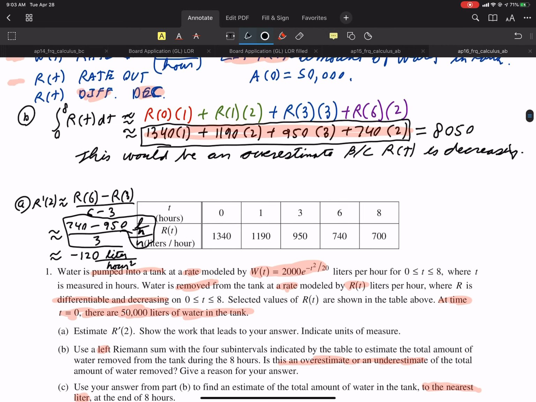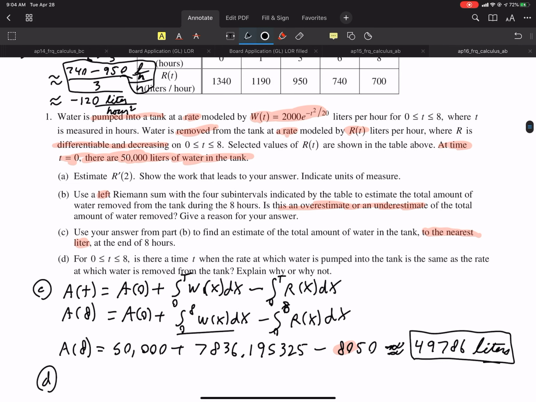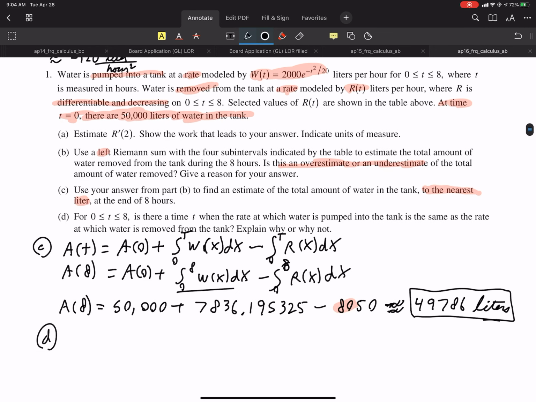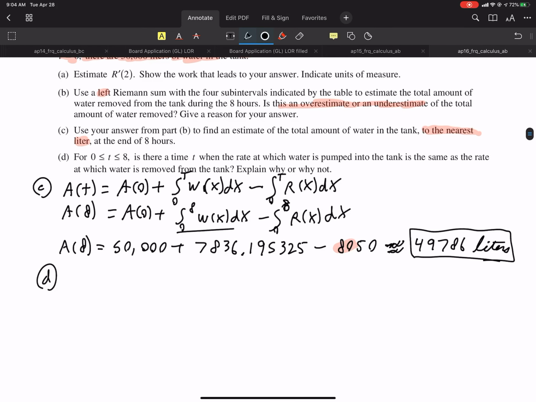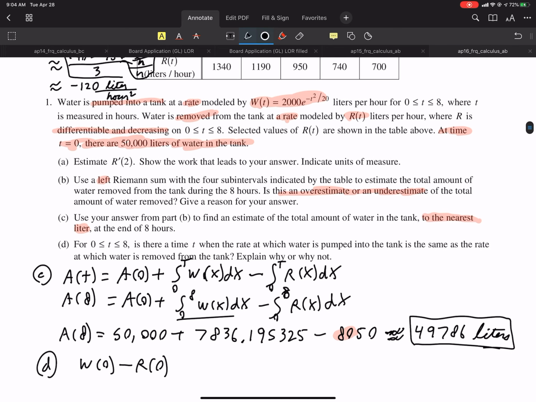So the tough part is this is given in a table. W of t is given in a function. So how do we deal with the two? So basically what's happening here, we've got to use a couple things. And I'm just going to explain what the solution has and why that works. So they want to find W of 0 and R of 0 and compare. So if you do that, you pop that in your calculator.